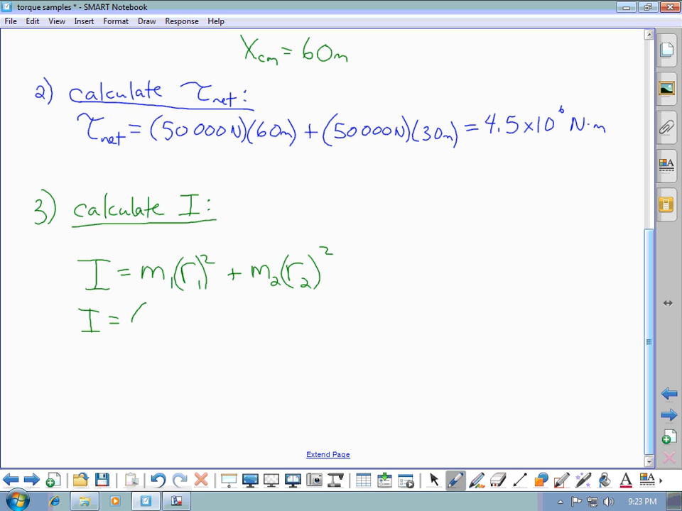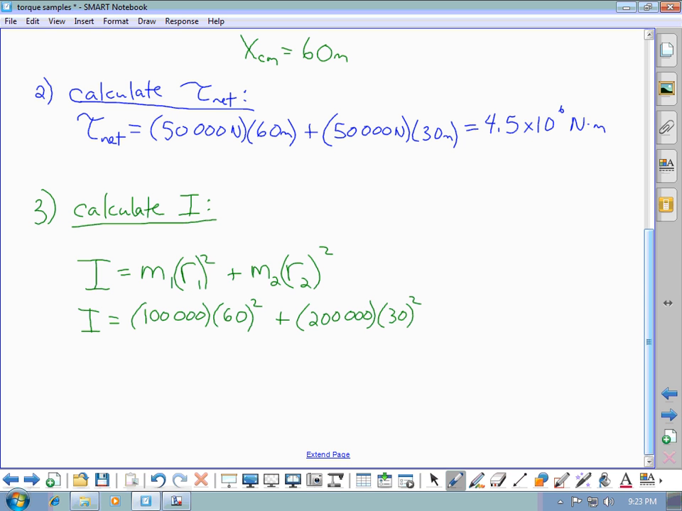So the rotational inertia of this is going to be 100,000 kilograms times 60 meters squared. So that's the rotational inertia of rocket 1, plus 200,000 kilograms times 30 meters squared. That's the rotational inertia of rocket 2.